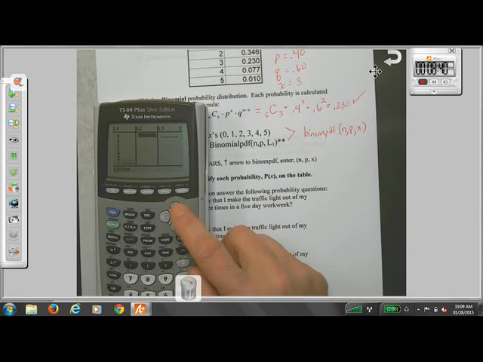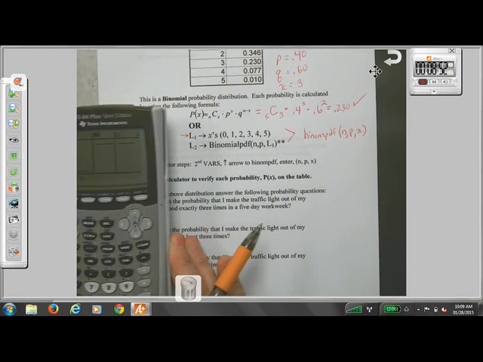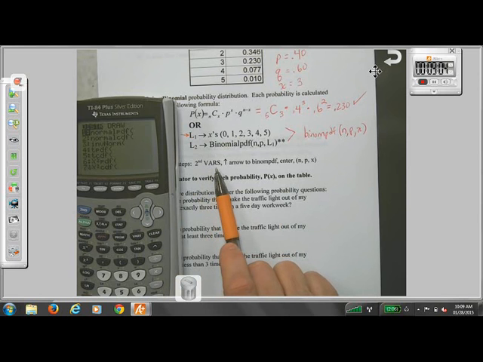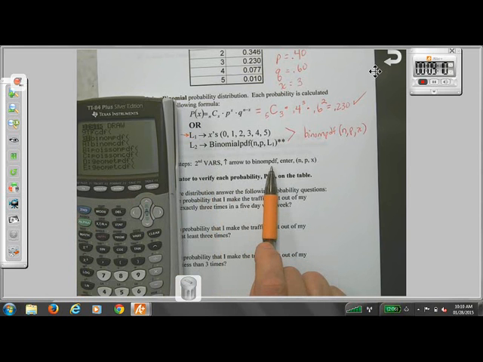Now we're going to go all the way to the top of list 2. I actually have the steps written here. To get to this binomial, you hit second and VARS, arrow up till you get to binomial PDF. We're going to hit enter, and this is like going in that formula spot where we're going to actually get all those values from that table.